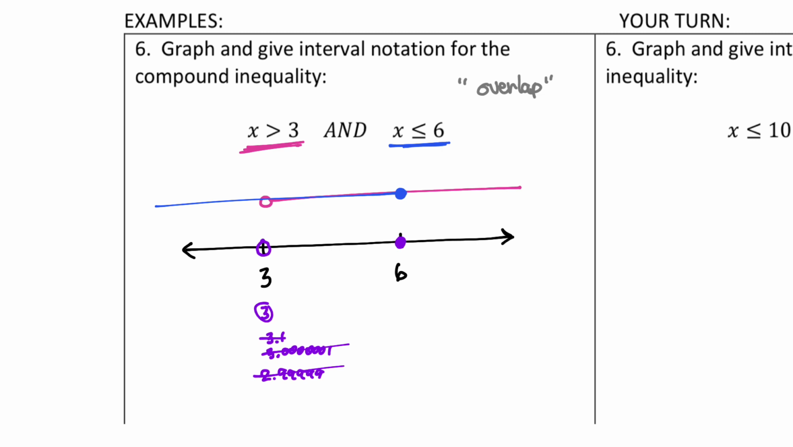But it doesn't include 3. It can't because an open circle doesn't include anything inside it, so it's not overlapping. But now I do need to shade that middle part. Okay, so that's where it turned purple. So that's my answer as a number line.